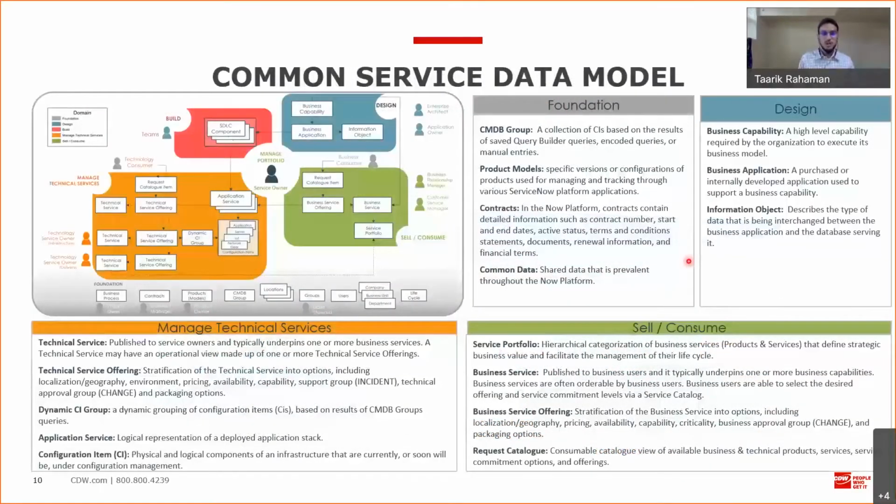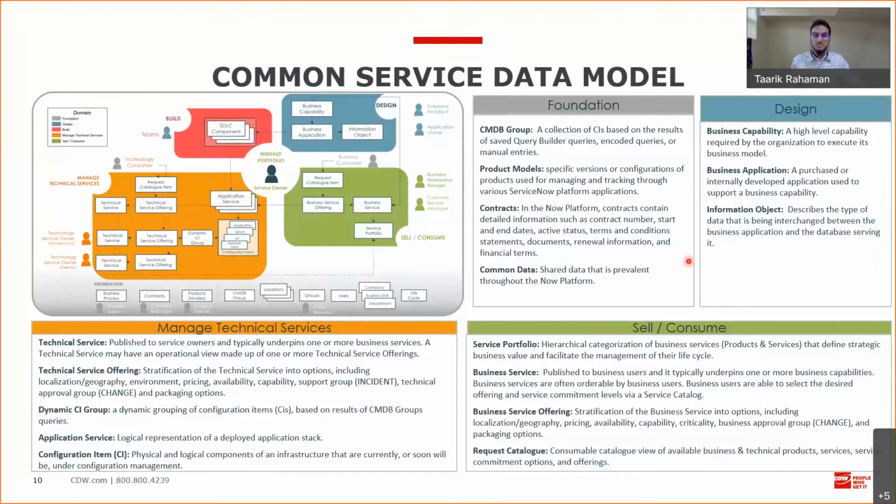No CMDB topic within ServiceNow, at least, can be complete without some mention of the Common Service Data Model. This is something that ServiceNow essentially built a couple of years ago, and it's up to version 4 today. This model is really what ServiceNow uses in order to build the CMDB and establish relationships. So in order to achieve the benefits of using the CMDB, we must understand and align with the way the CMDB is meant to be used.